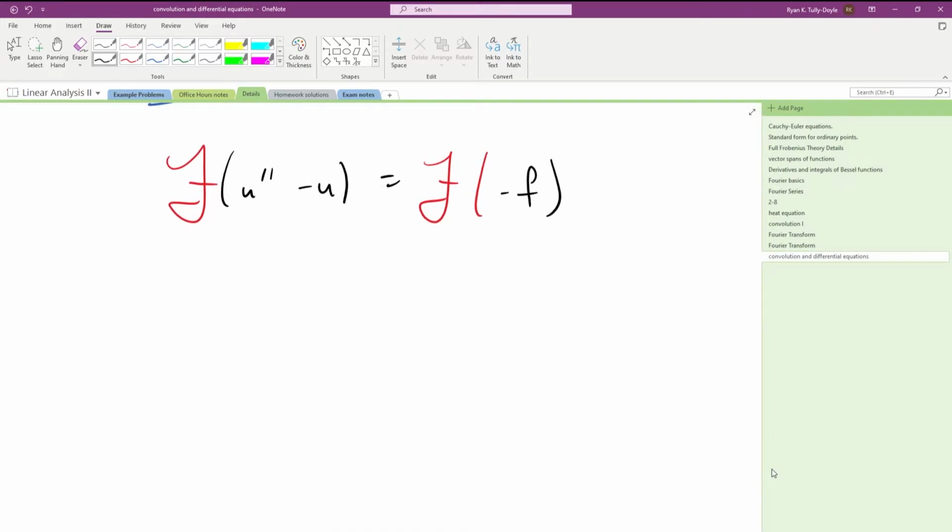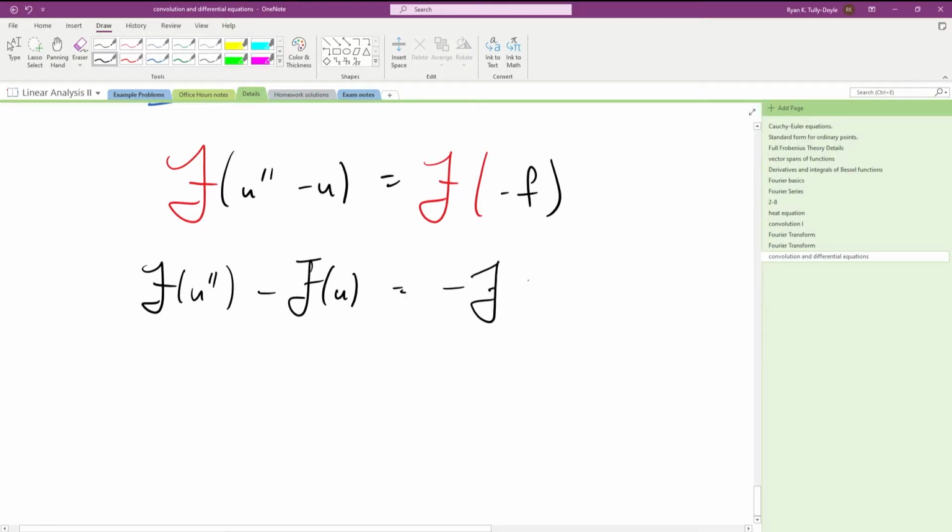Because the Fourier transform is linear, I can immediately rewrite it like this: the Fourier transform of u'' minus the Fourier transform of u is equal to minus the Fourier transform of f. Now I can use the derivative rules. We can think of this as the Fourier transform of the thing we're solving for. That's actually what we want. If we could find the Fourier transform of u, then we could find u by taking the inverse Fourier transform. So the game now is, can I isolate the Fourier transform of u?